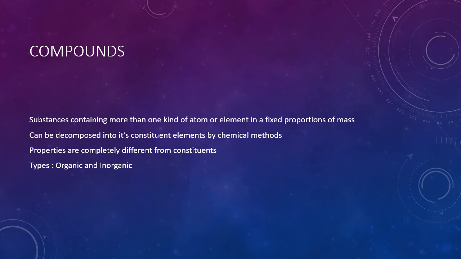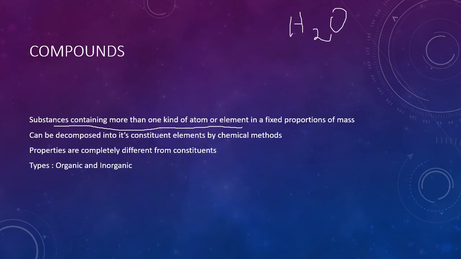Compounds. Here we would be discussing compounds and their properties and all the things related to compounds. Compounds are what? The substances which contain more than one kind of atom or element in a fixed proportion of mass. Let's take an example of H2O. In H2O, there are two elements, hydrogen and oxygen. Hydrogen and oxygen combine to form H2O, right?